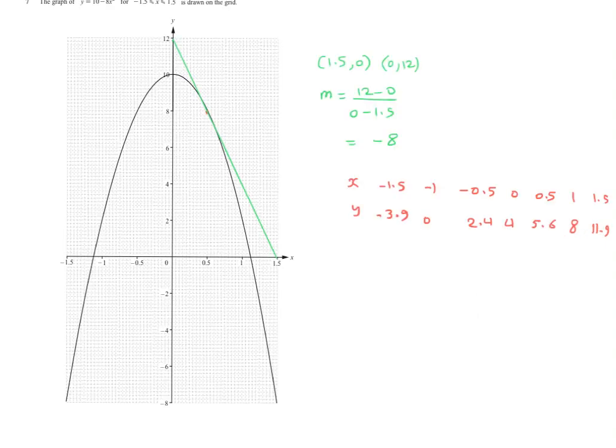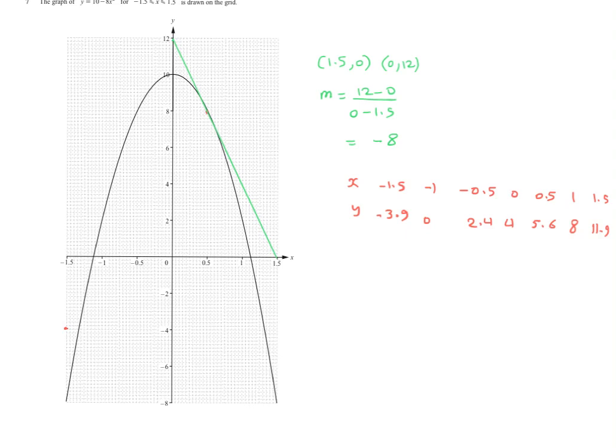Let's draw. First point, negative 1.5, negative 3.9. Between negative 2 and negative 4, we have 10 lines, so each one represents 0.2. So this negative 3.9 is approximately here.